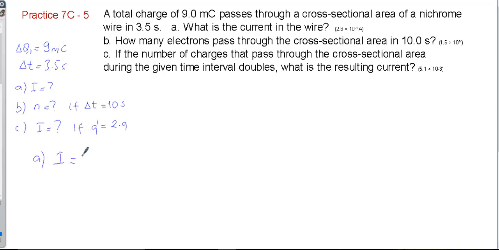I is equal to delta Q1 over delta T, and I is equal to 9 times 10 to the minus 3 coulomb divided by T, 3.5. Then I will be 2.6 times 10 to the minus 3 ampere. We get I.